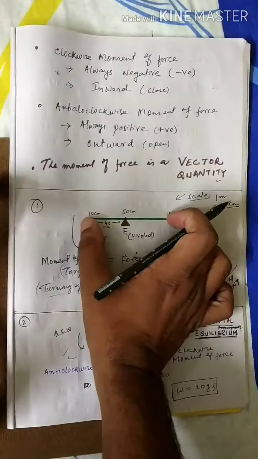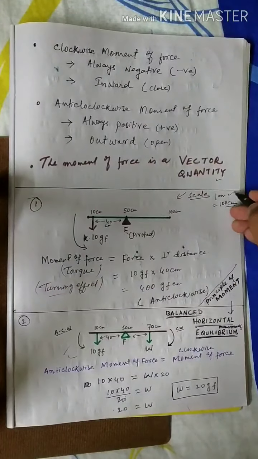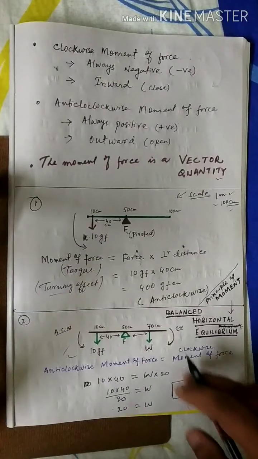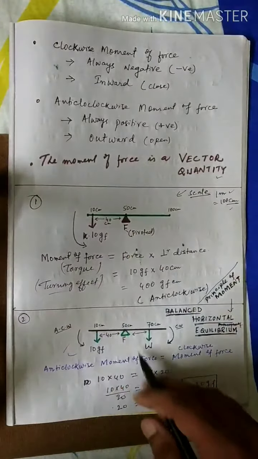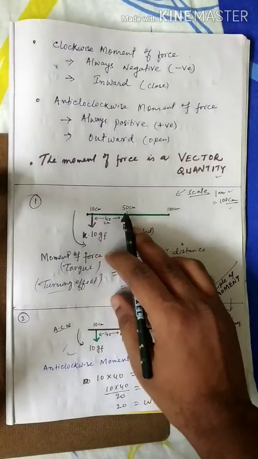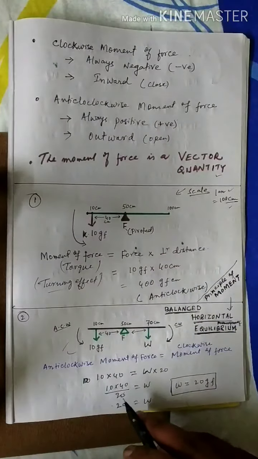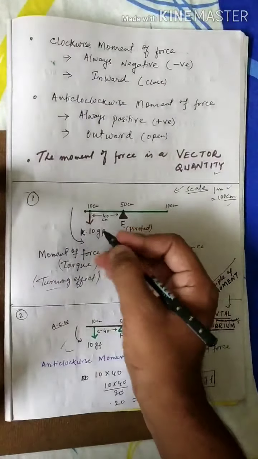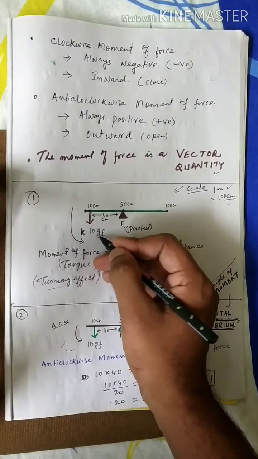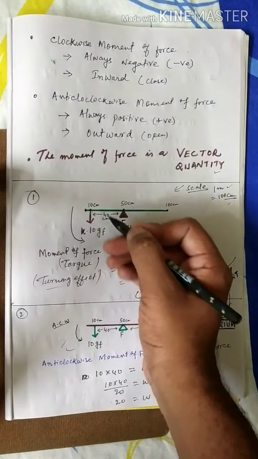This one is a scale. The length of the scale is 1 meter or 100 centimeters. Now one fulcrum is put here at the middle, so the fulcrum is at 50 centimeters. And one load is fixed here. That load is 10 gram force. The load is fixed at 10 centimeters.